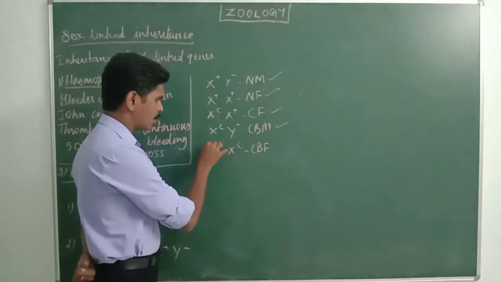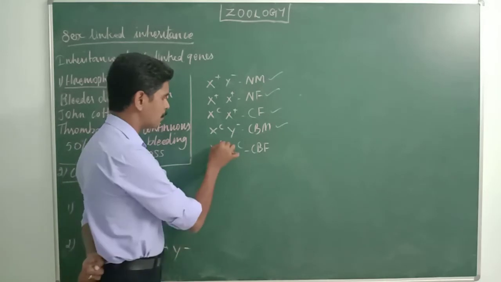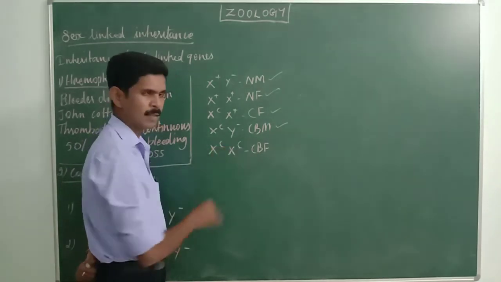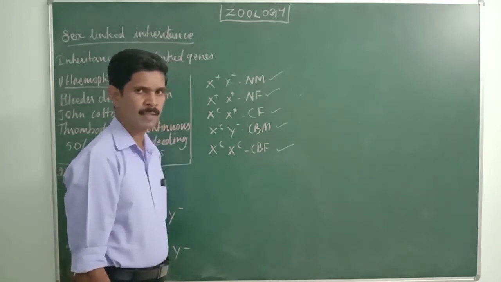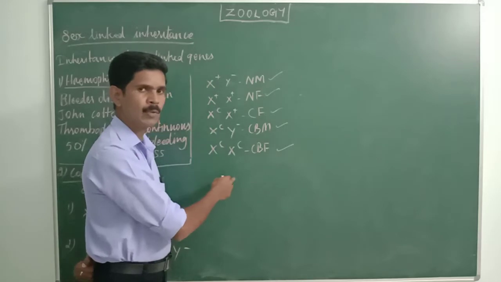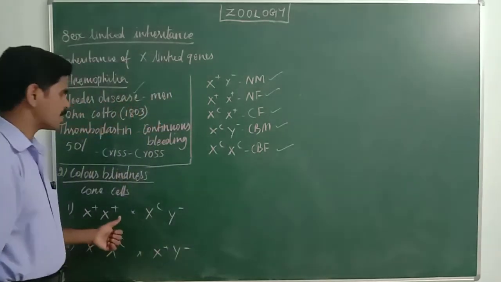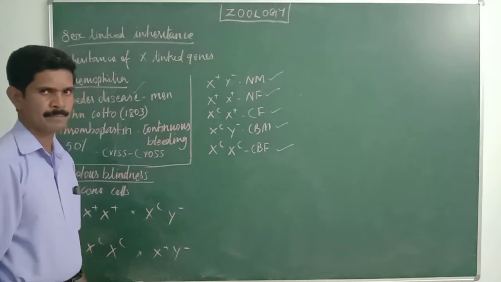Then next, two X chromosomes are there. It's a female sex chromosome, but both chromosomes are affected. So that female is a colorblind female. So you should understand this one, then only you can clearly understand this colorblindness disease and its transmission.